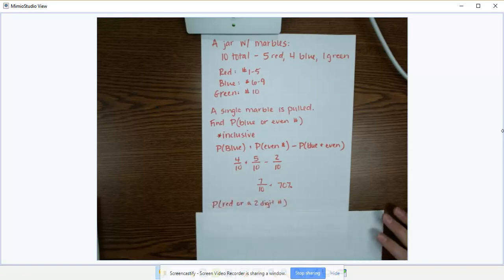And I want you guys to find the probability of red or a 2-digit number. And please also answer whether it is inclusive or mutually exclusive.